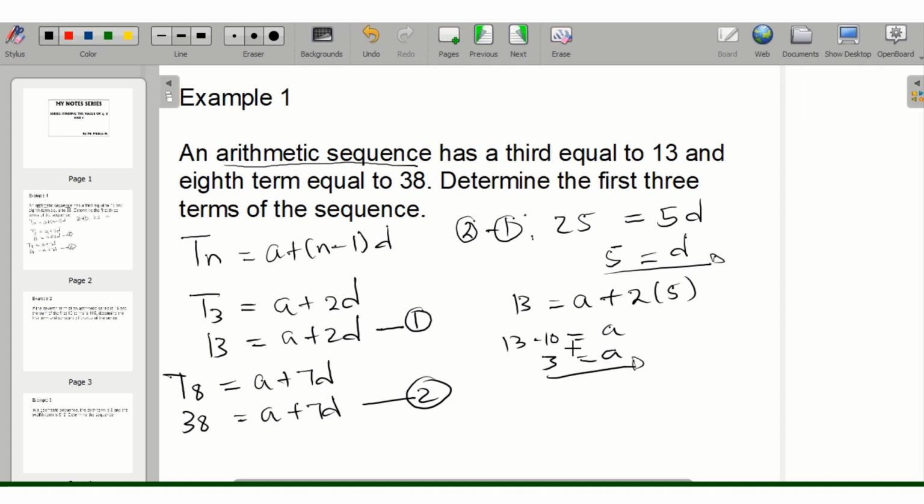So writing our sequence, we can then say the first term is 3. The second term, remember it's a plus the difference, so that is 8. The third term, they told us in the statement, is 13. So that is your sequence.